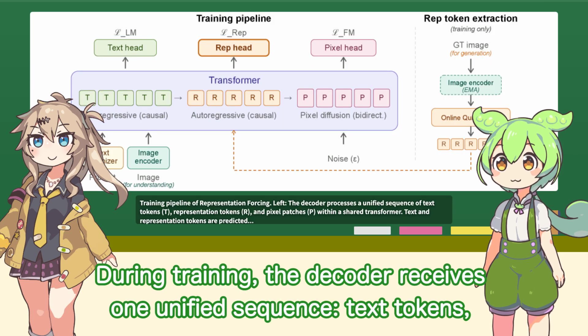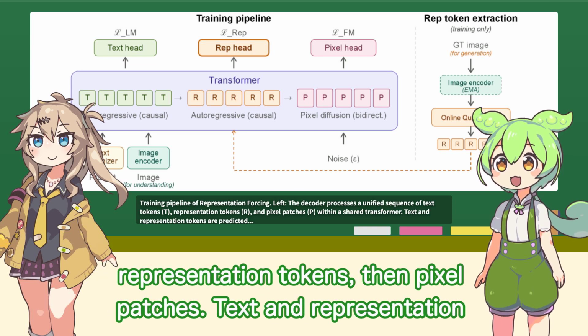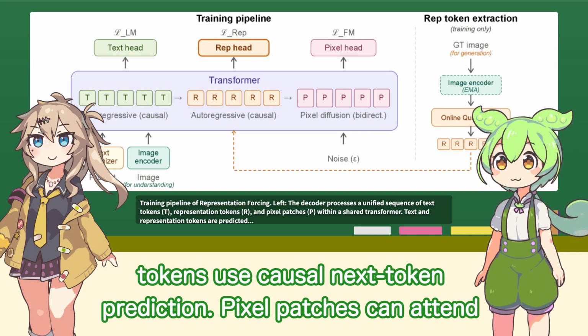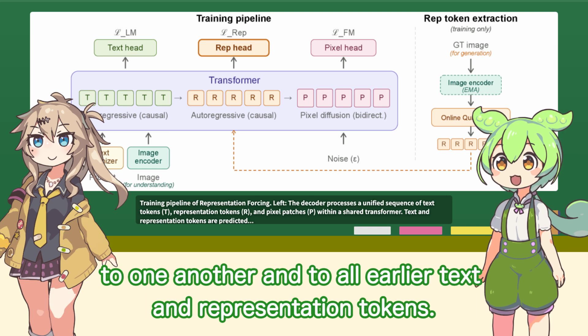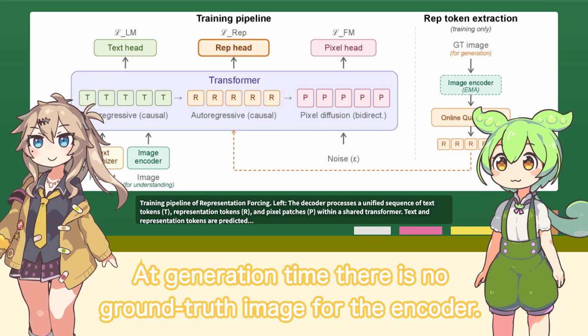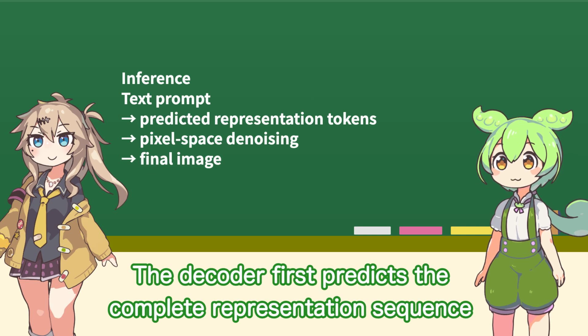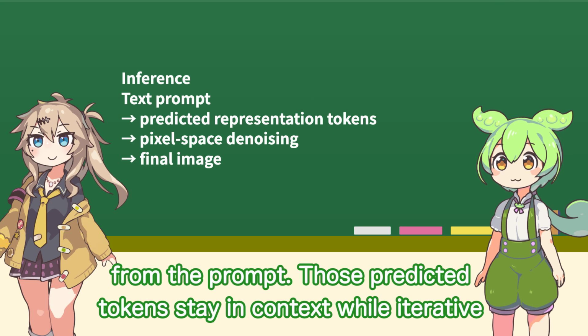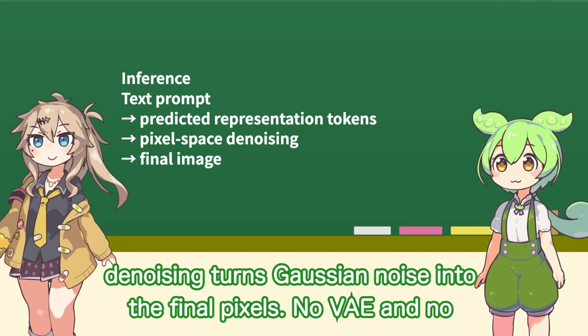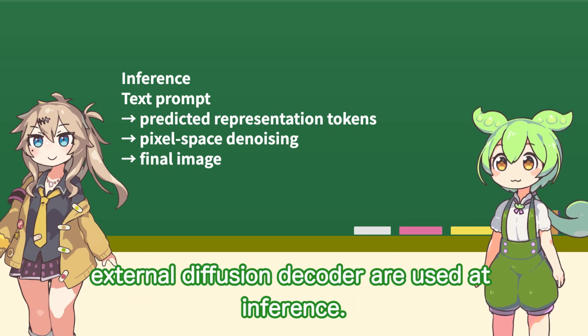During training, the decoder receives one unified sequence: text tokens, representation tokens, then pixel patches. Text and representation tokens use causal next-step prediction. Pixel patches can attend to one another and to all earlier text and representation tokens. At generation time, there is no ground truth image for the encoder. The decoder first predicts the complete representation sequence from the prompt. Those predicted tokens stay in context while iterative denoising turns Gaussian noise into the final pixels. No VAE and no external diffusion decoder are used at inference.